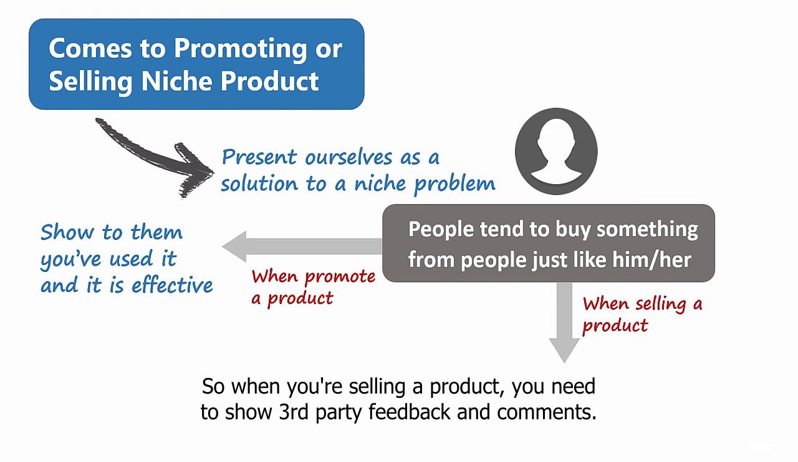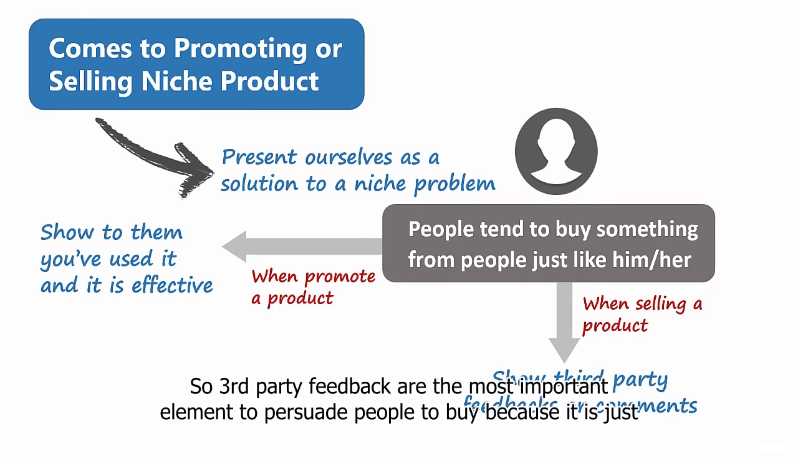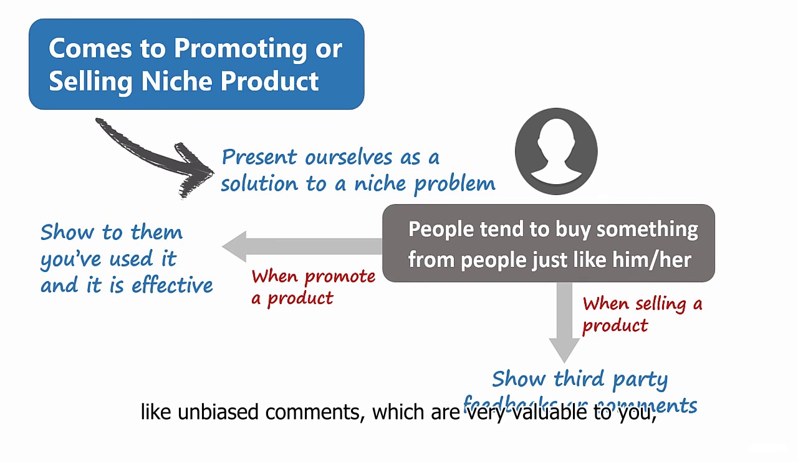So when you're selling a product, you need to show third-party feedback or comments. Third-party feedback is the most important element to persuade people to buy, because it is just like unbiased comments, which are very valuable to you when trying to sell a product.